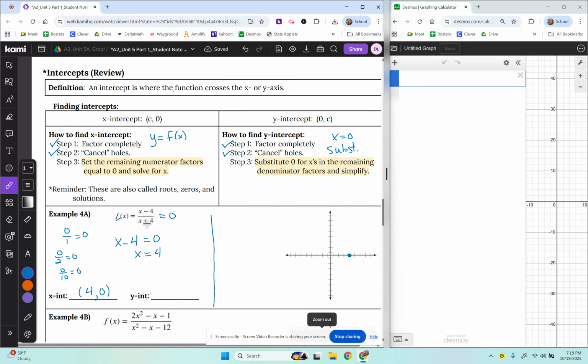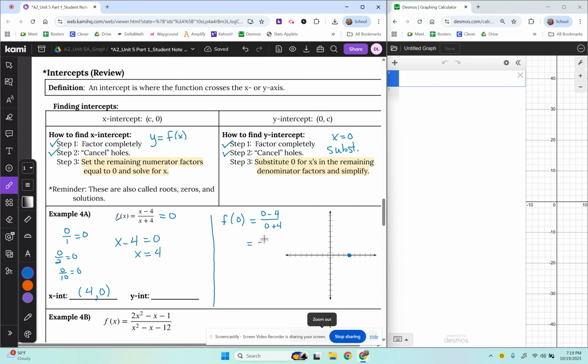Okay, so for this example, we have x minus 4 over x plus 4. So what we are doing, if we are substituting 0 for x, is we are asking what is the value of our function when x equals 0, or what is f of 0. So you can do this by hand. This one is very simple because we have x minus 4, the numerator would be 0 minus 4. And if we have x plus 4, the denominator would be 0 plus 4. And then we're just going to simplify.